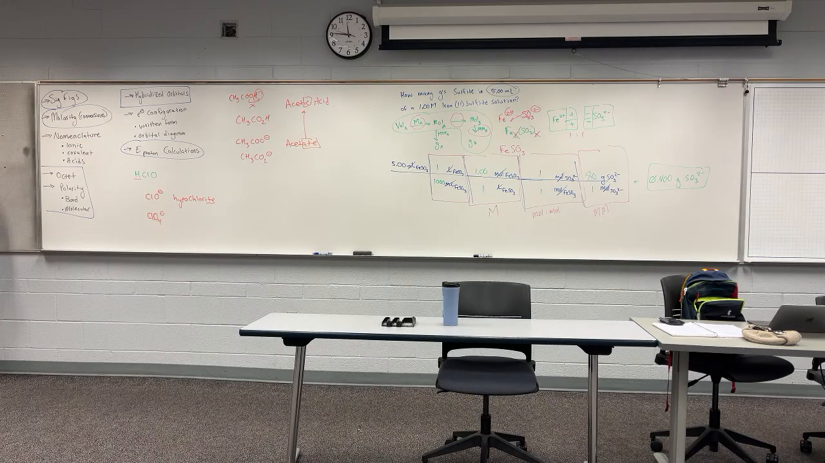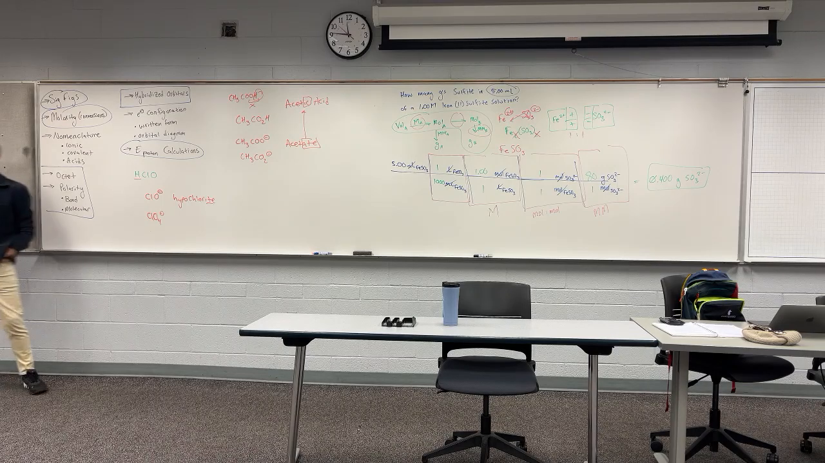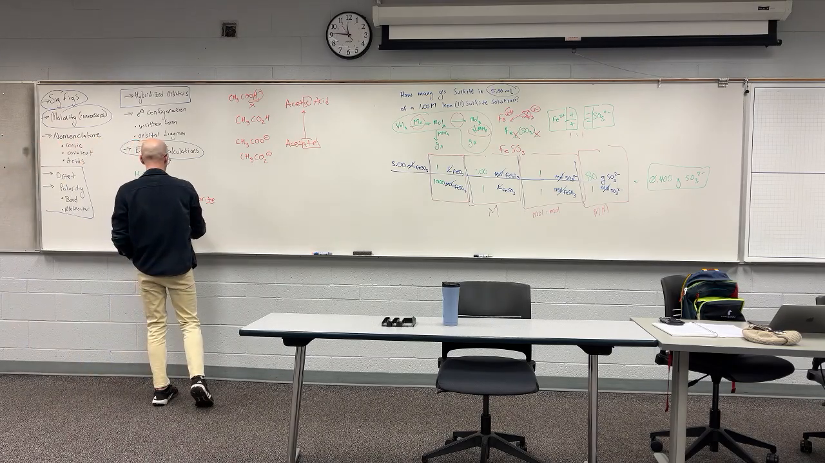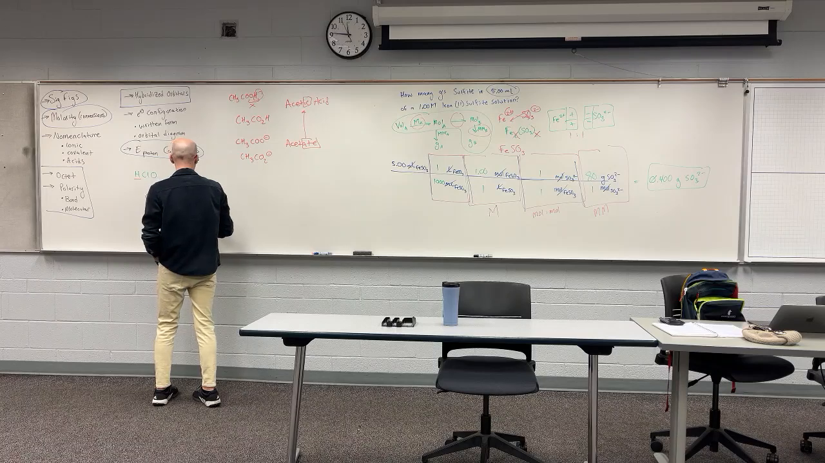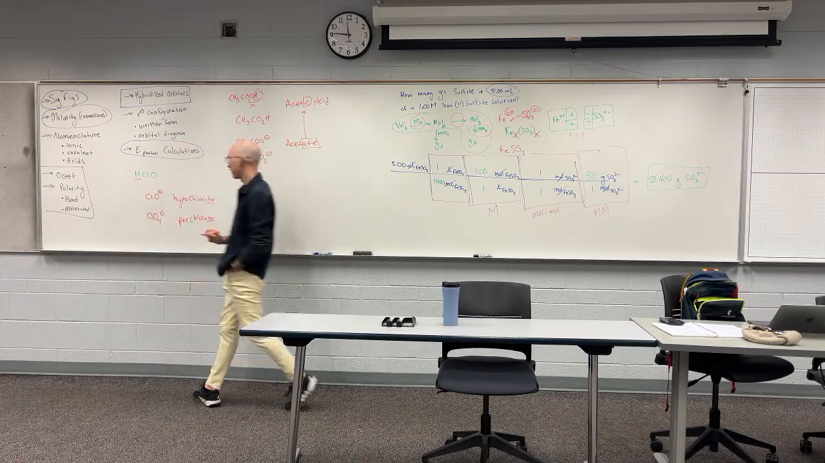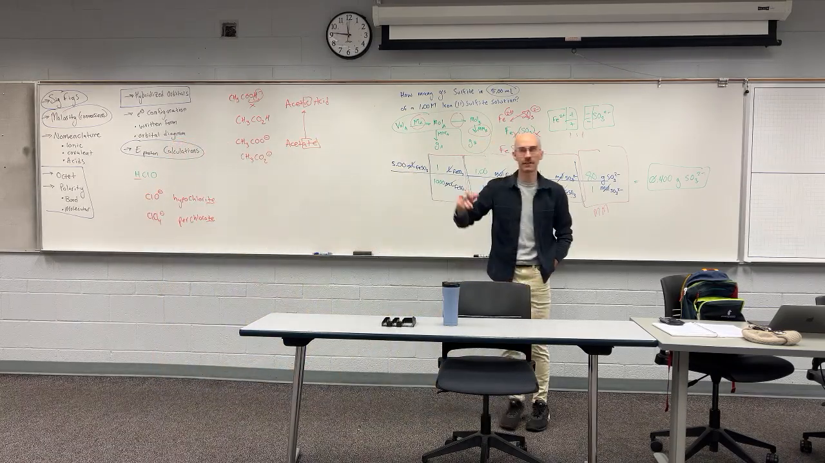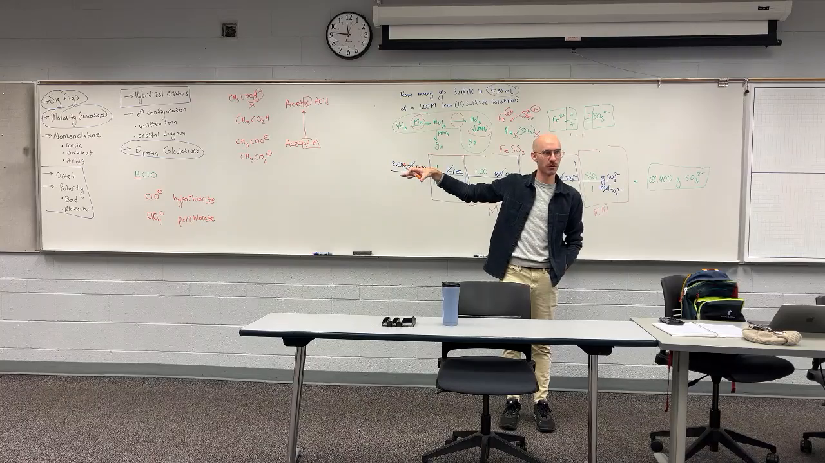What do I call this? Perchlorate. Good. Hypo changes to per. Ite changes to ate. And then I've got 2 in between. What are the 2 in between?